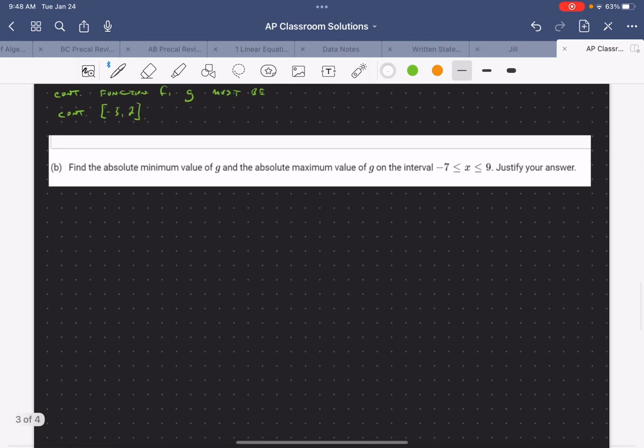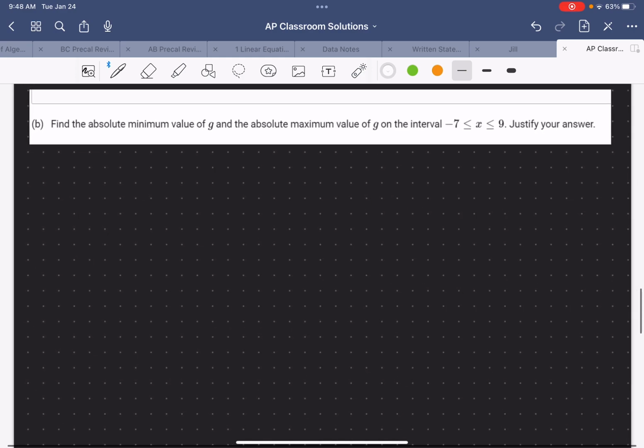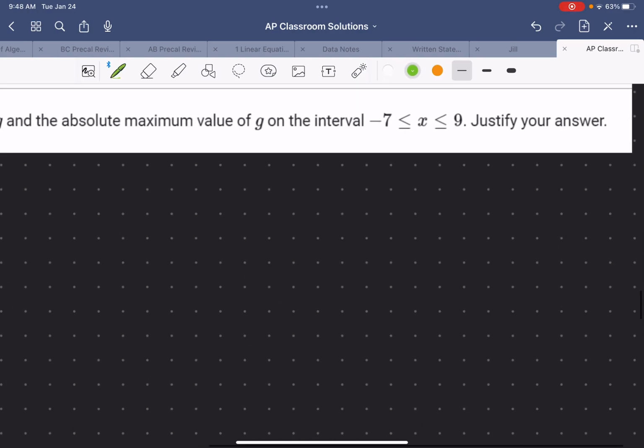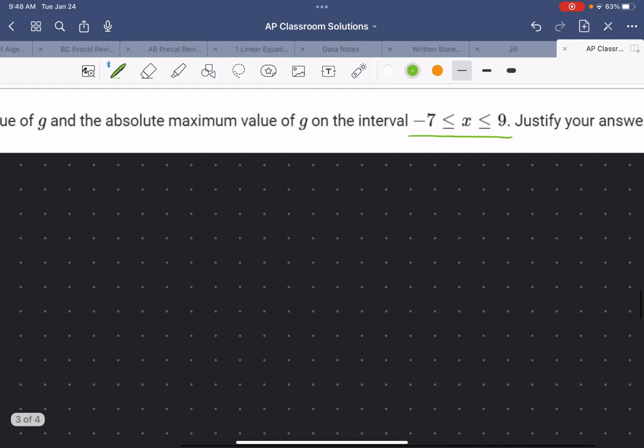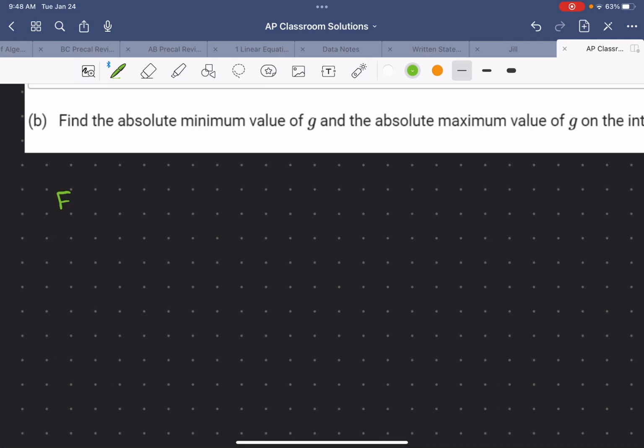So that's part A. Part B says to find the absolute minimum value of g and the absolute maximum value of g on the interval. Well, if you're looking for absolute extrema and you're given an interval, the extreme value theorem will do this for you. Let's do this in white. Extreme value theorem.